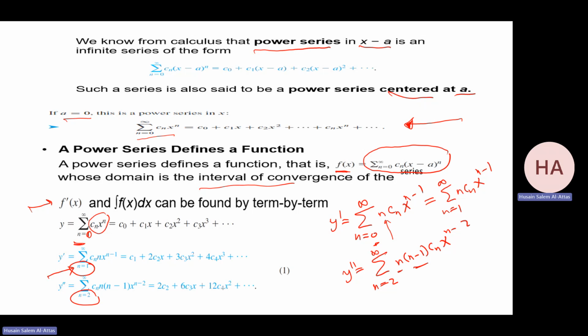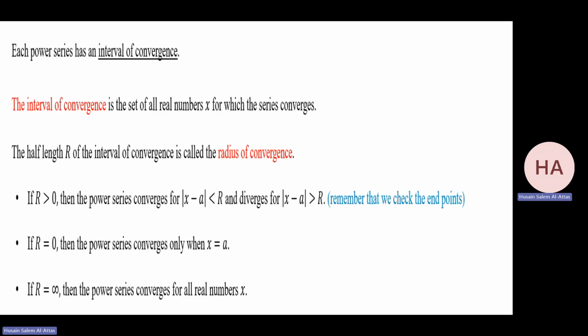We need this later. The next thing, just to remind you about the interval of convergence, is the set of real numbers x for which the series converges. We have 3 cases. If r is positive, then we say the power series converges for x minus a less than r, and diverges for x minus a greater than r. Also check the endpoints. This is what we usually do in Math 102, but just for your information.